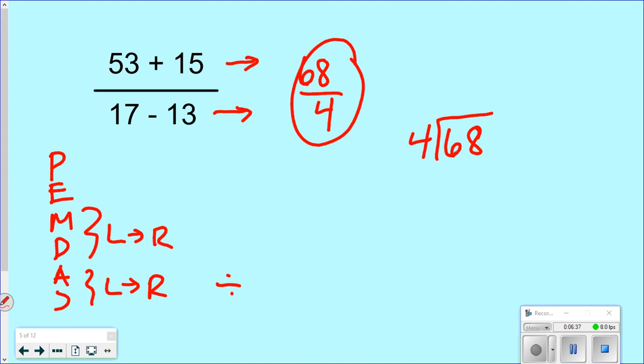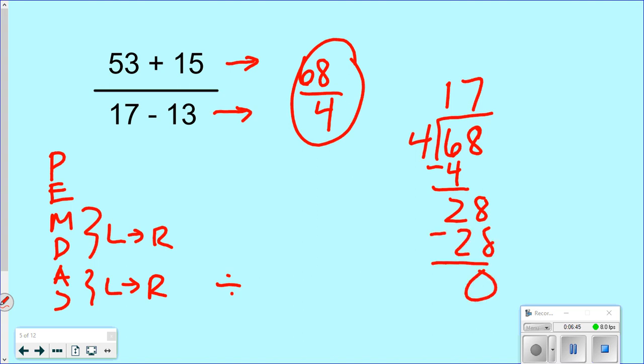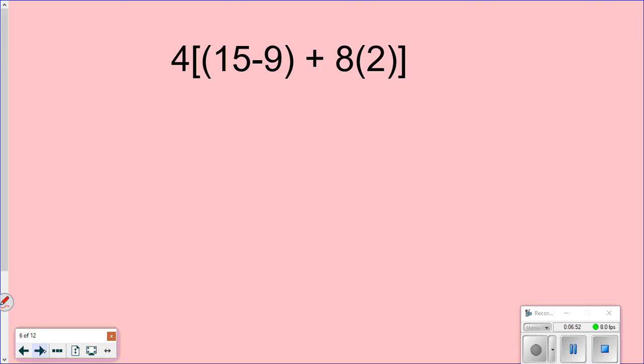4 goes into 6 once. I get 2, 28 to bring down my 8. 4 goes into 28 7 times. So 17 would be my answer there. One thing that's maybe a little new this year, I think we talked about this a little in 7th grade last year, but you're going to see it more this year, is the brackets.